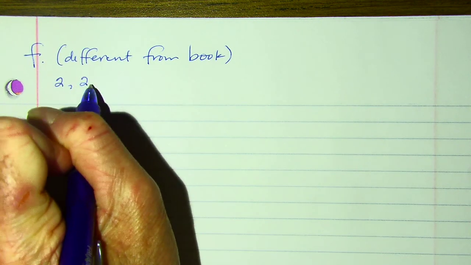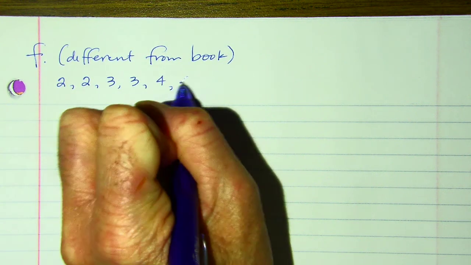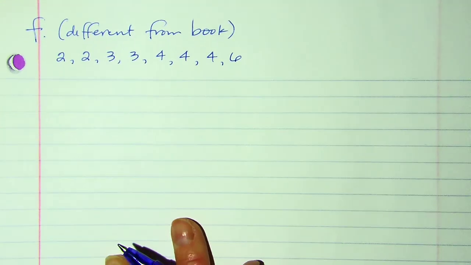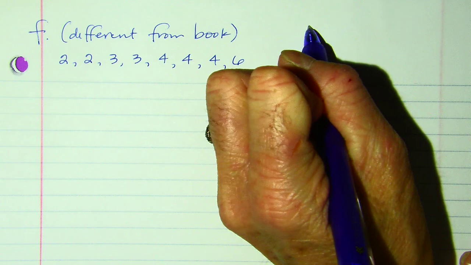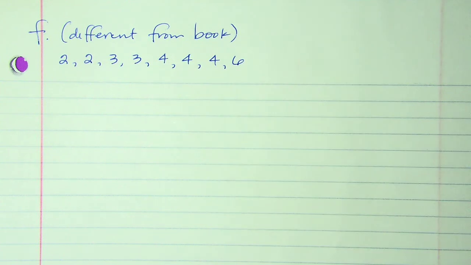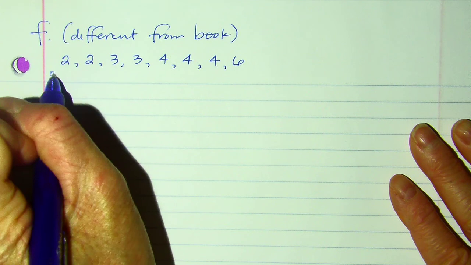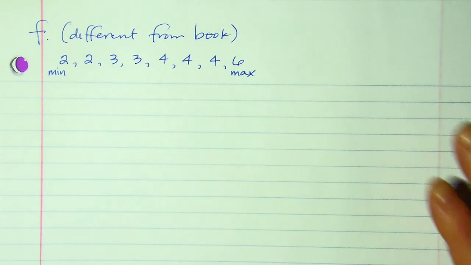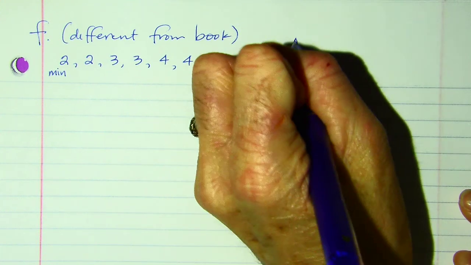2, 2, 3, 3, 4, 4, 4, and 6. Now I don't need a calculator for these box and whisker plot problems, but remember, my goal needs to look like whiskers with a box in the middle. So this would be my minimum. This would be my maximum, right? Smallest number, largest number. Now let's find our median.